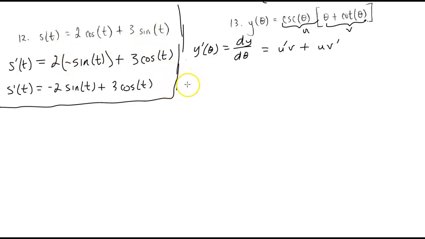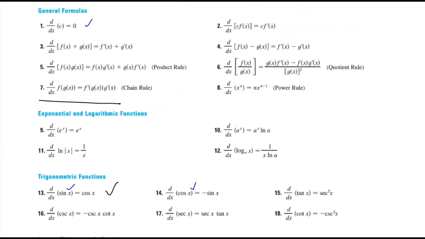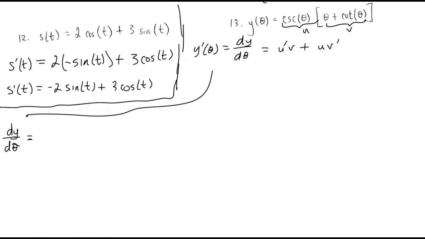So if we go ahead and work that out, I'm going to come down here to do it because I'll have a little bit more room. So let's say dy d theta. Here, the derivative of cosecant is going to be minus cosecant theta cotangent theta. And if we look back here, remember, the derivative of cosecant x is minus cosecant x cotangent x, and so we just replace our x's with thetas.